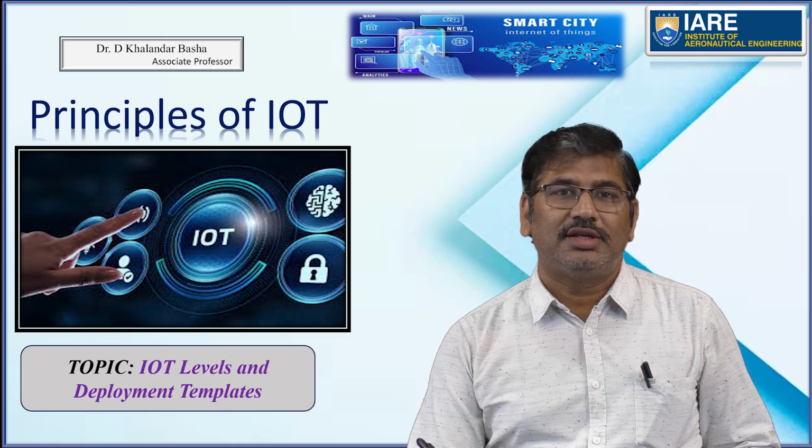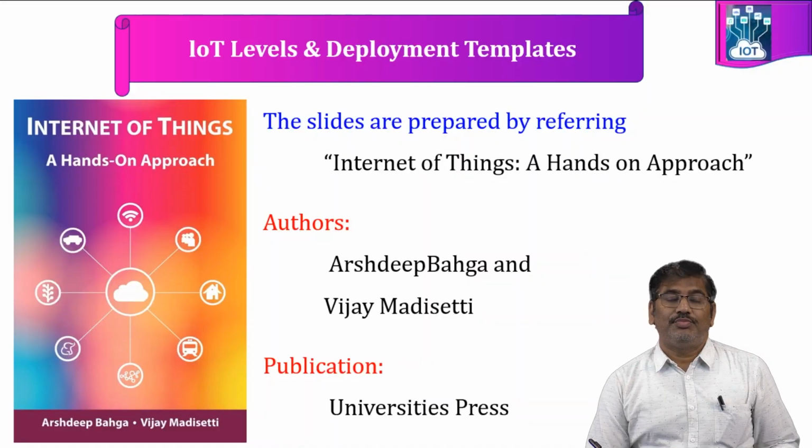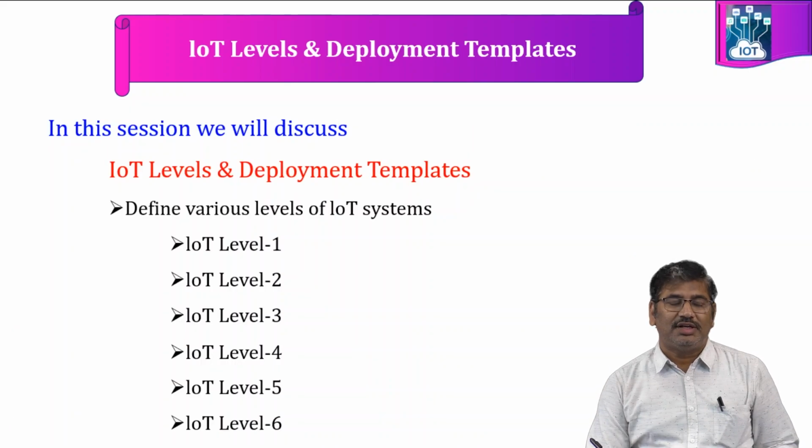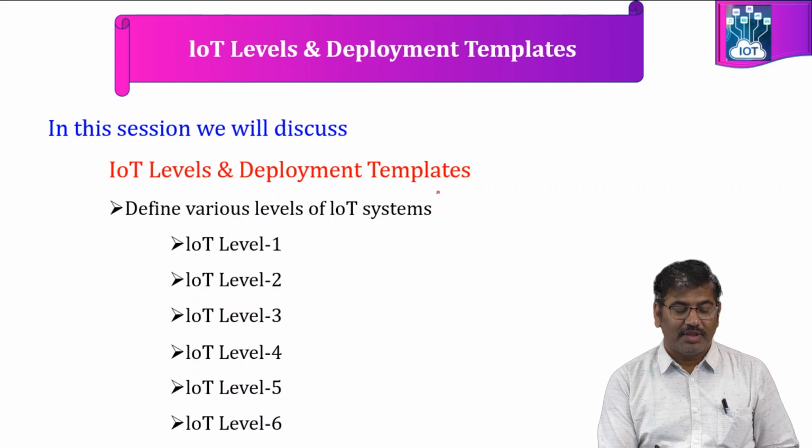Today I am going to discuss the IoT levels and deployment templates under the course Principles of IoT. The slides are prepared by referring to the textbook Internet of Things: A Hands-On Approach, authors Arshdeep Bahga and Vijay Madisetti, publication University Press. In this session, we will define the various levels of IoT system, that is IoT level 1, level 2, level 3, level 4, level 5 and level 6.